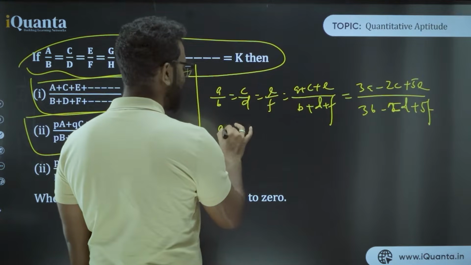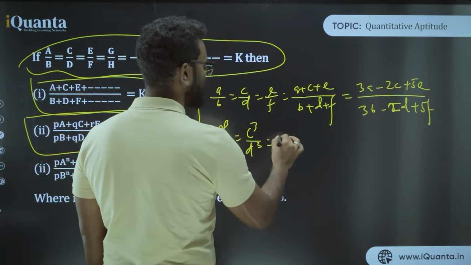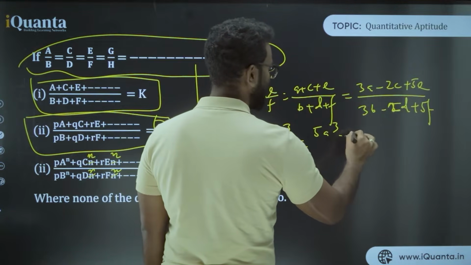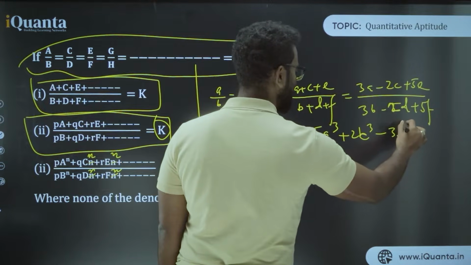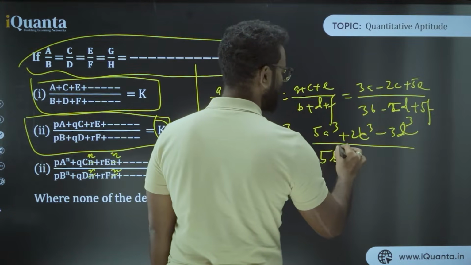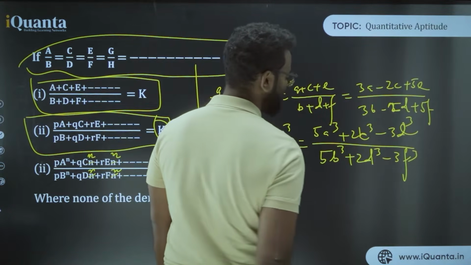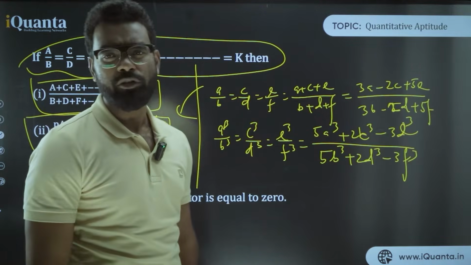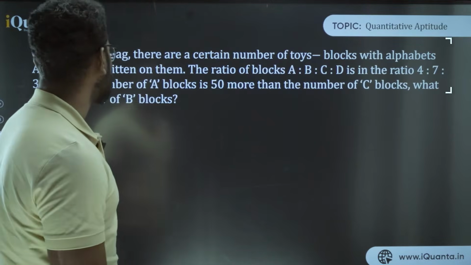Also we can say A cube upon B cube equals C cube upon D cube equals E cube upon F cube, which is equal to (5A cube plus 2C cube minus 3E cube) upon (5B cube plus 2D cube minus 3F cube). So this is also the same, it means the same thing. I have already told you and made you understand this. This is just the application of it. So for the next thing, please see this type of question.